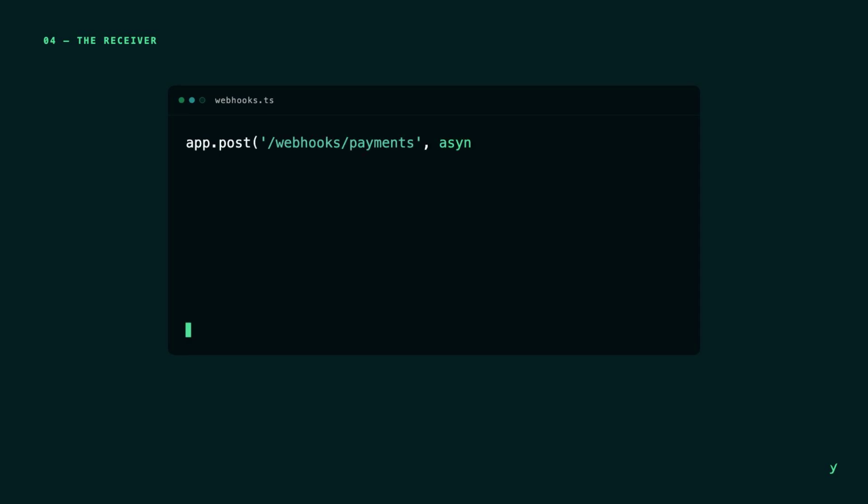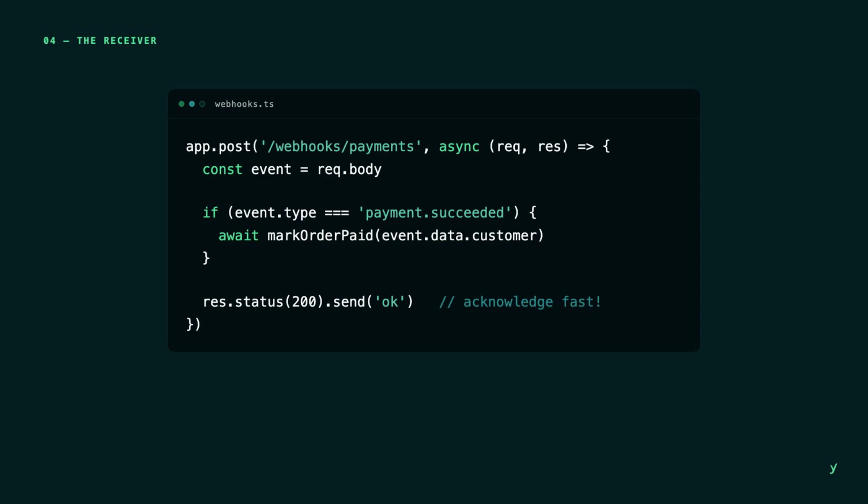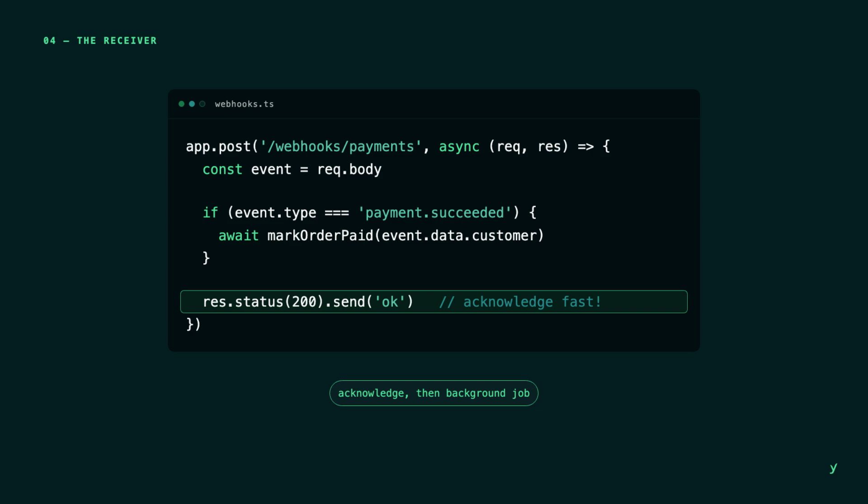On your side, a webhook receiver is just a route. Accept the post, look at the event type, do the right thing. Here, mark the order as paid, and respond with a 200 so the sender knows you got it. 2 habits separate a toy receiver from a real one. First, respond fast. The sender is waiting on your reply, and most will treat a slow answer as a failure. So acknowledge immediately and push heavy work, emails, PDF generation, onto a background job instead of doing it inside the request.